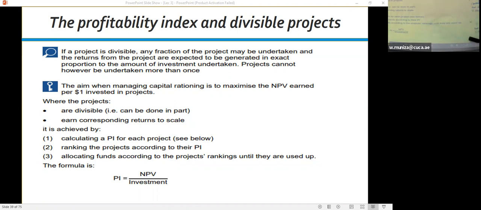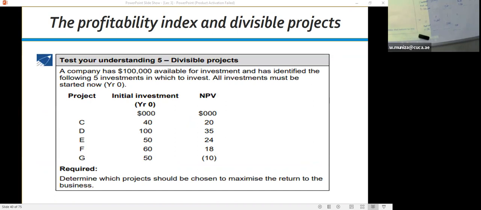Unless the capital is finished, we are going to invest in the projects which are giving us the highest profitability index. Now here is the question. The requirement of the question is to determine which projects should be chosen to maximize the return to the business. So first step, we need to see whether the projects are divisible or indivisible. Over here, as this is the question for divisible projects, they are not mentioning it.